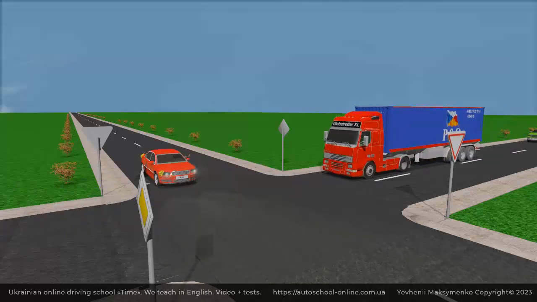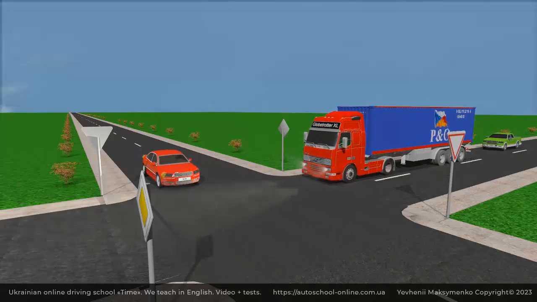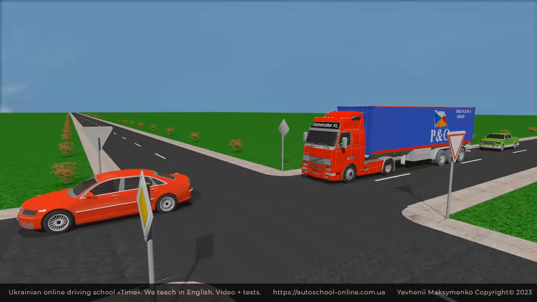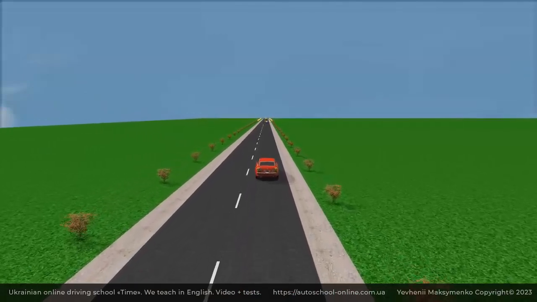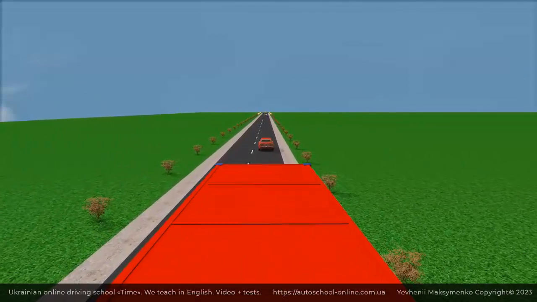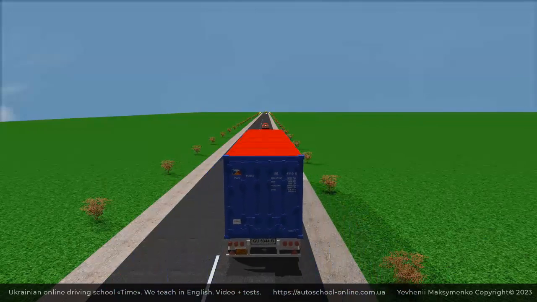If a truck driver wishes to allow you to pass, he will slow down and give one short high beam signal, i.e., I see, I let you through. Once you have entered the main road, don't forget to thank him by turning on the hazard warning light for 3-4 seconds.